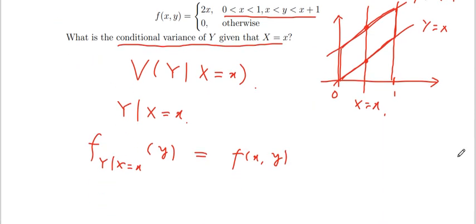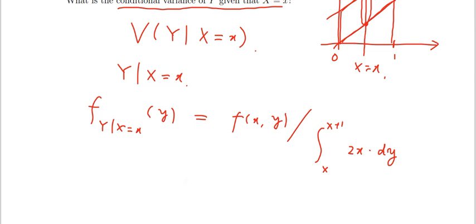So divide by the total probability for this part. The total probability is the integral of y from x to x plus 1 of 2x dy. Here it is just the notation concept: if f(x,y) is 2x, and we integrate it out, we get 2x times 1.